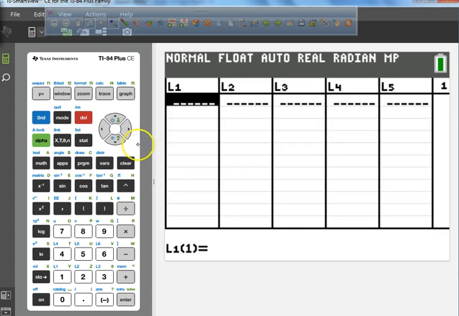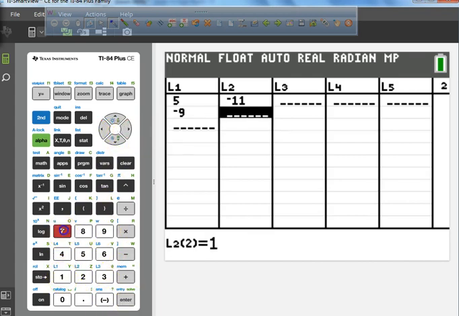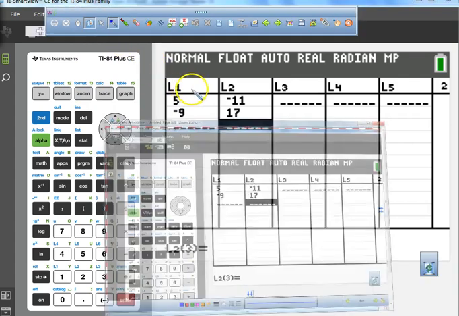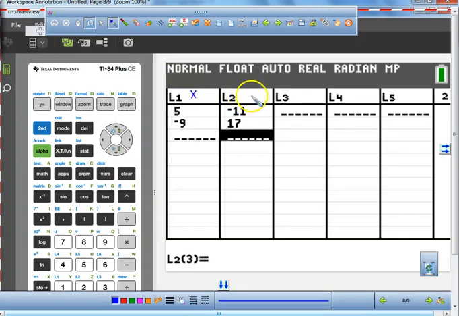Okay? And what were our ordered pairs on that problem? It was 5 and, right, which one was it? 5 and negative 11? All right, so I put 5, enter, and negative 11, enter. And the other ordered pair was negative 9 and 17. So check this out. You can use the graphing calculator as long as you know that L1 represents your x coordinates and L2 represents your y coordinates.